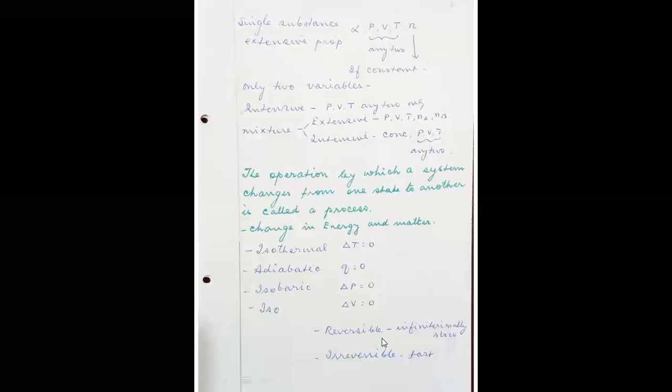And again, the process can be divided into two types based on the speed of the process. See, some processes are called reversible processes. Reversible process means any process which takes an infinite number of steps and each step is infinitesimally slow.